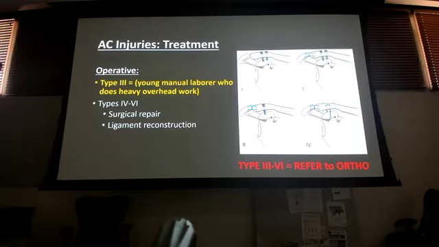Again, operative type 3. An example of the book is young manual laborer. Manual is not a person; it means they're doing the labor, right, by hand. Okay. That's something. Didn't ask you that.